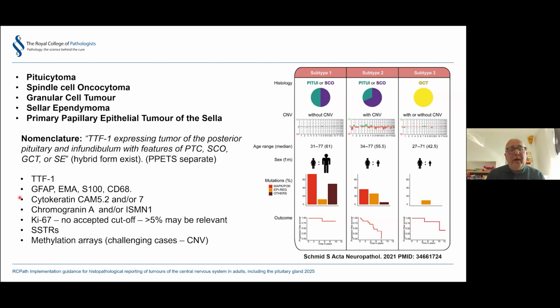Suggestions from recent papers highlight that spindle cell oncocytoma might be slightly more aggressive. There's no really definitive evidence that mitotic count, Ki67, or morphological features are predictive or prognostic. I put a graph from a Simone Schmidt paper in Acta Neuropathologica 4 years ago, where the only real correlation with the outcome is copy number variation assessed with methylation arrays. But again, they still need to validate this data. And again, as it applies for pituitary tumors, I would not, in a pathology report, suggest anything regarding any possible aggressive behavior. Thank you.